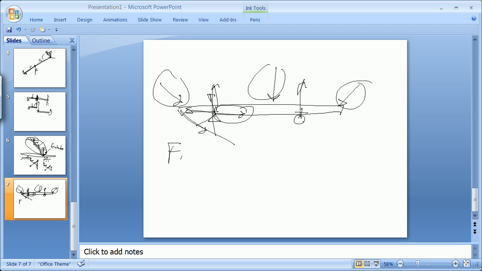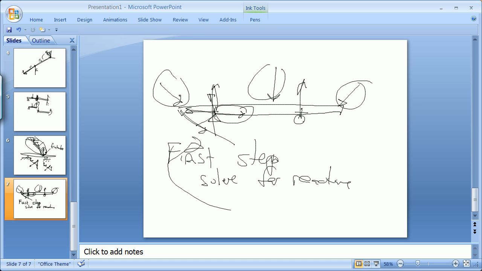That is the first step, is to solve for reactions. The real problem is this. What is the shape? If you remember the first thing you do, the first step is to solve for the reactions. Really, the real first step is to draw the deflected shape, or the deformed shape.